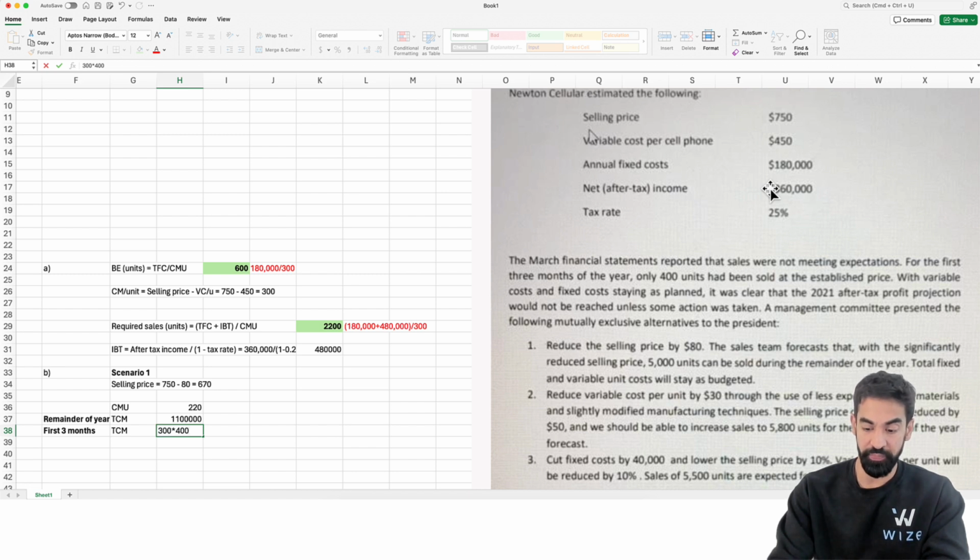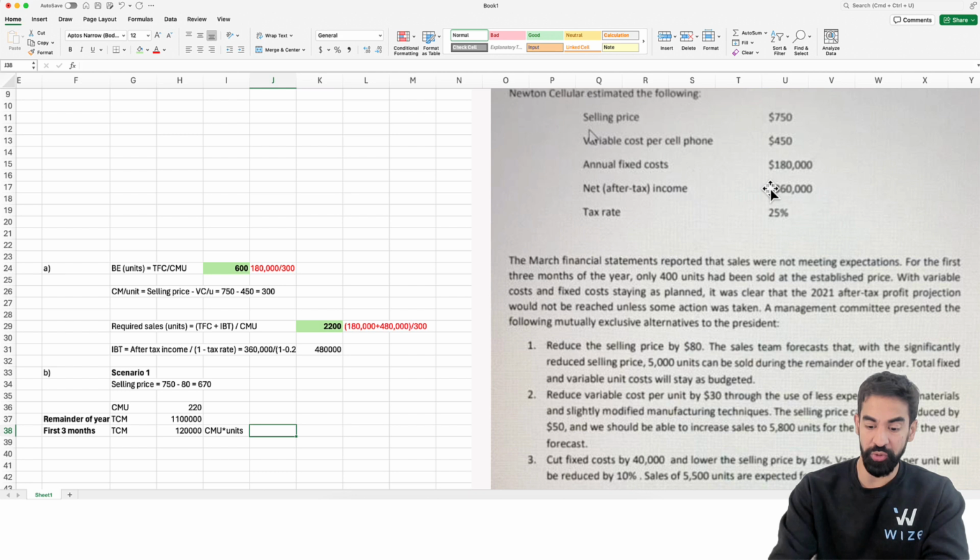So I'm going to say equals 300 times 400. And that is basically, I'm doing the contribution margin per unit times the number of units. So the contribution margin per unit was 750 minus 450, which is 300, and times the units was 400 in the question. And here I'm doing the same thing. CMU, contribution margin per unit times the number of units. But here the contribution margin was less. It was just 670 minus the same 450 times 5,000. Okay, so that's how I got those two numbers.